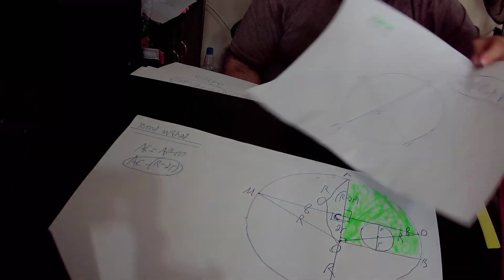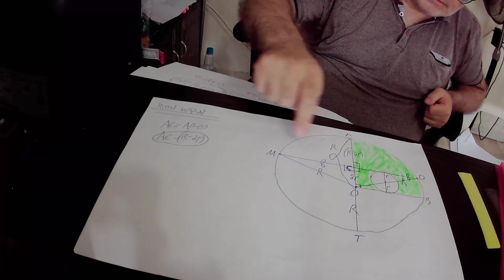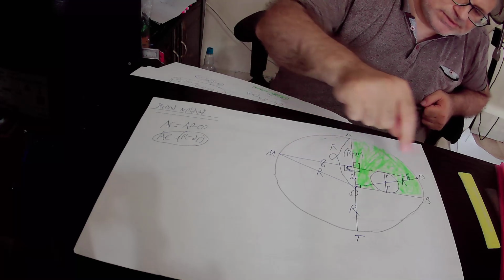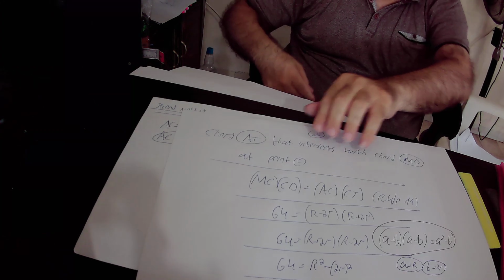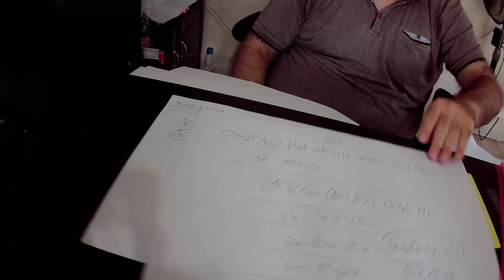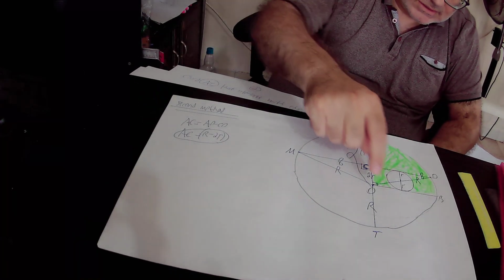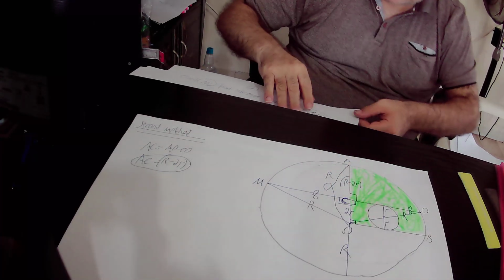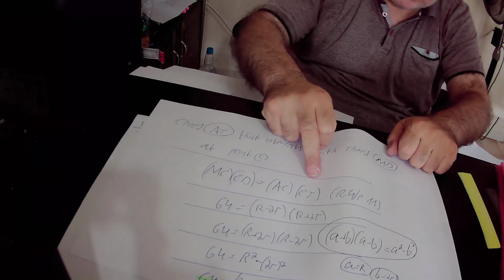We can implement rule number 11 in our drawing, because in our drawing we have chord AT that intersects with chord MD at point C. Therefore, according to rule number 11, we will get that MC times CD equals AC times CT.